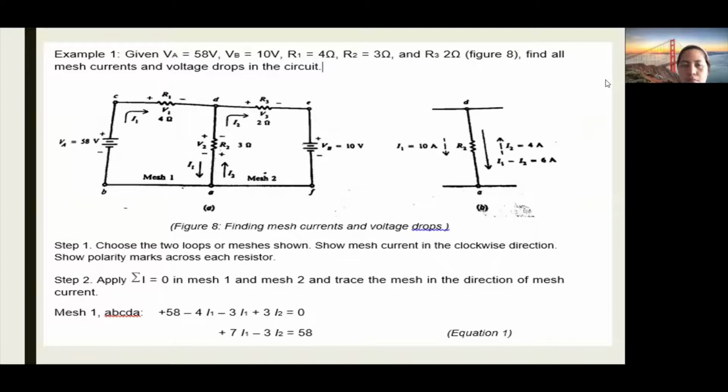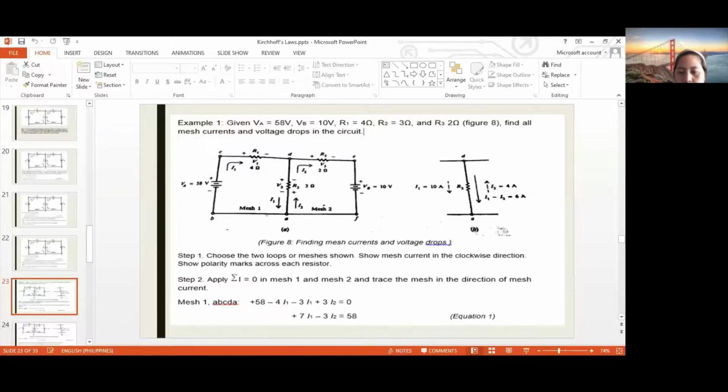The second voltage is 10 volts. R1 is 4 ohms, R2 is 3 ohms, R3 is 2 ohms. Find all mesh currents and voltage drops in the circuit. So step 1, choose 2 loops or meshes as shown. Show mesh current in the clockwise direction. Show polarity marks across each resistor. So this is mesh 1, this is mesh 2. Mesh 1 is A, B, C, D, A. Mesh 2 is A, D, E, F, A.